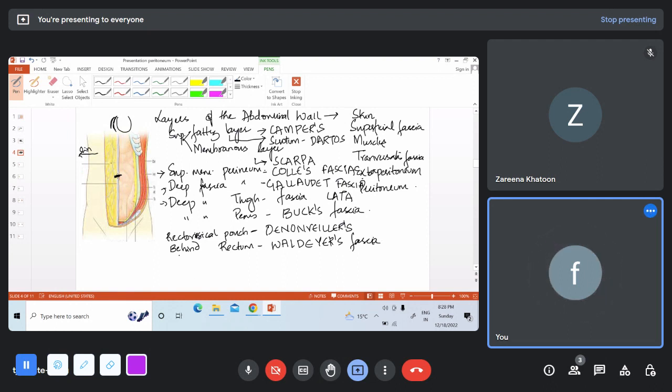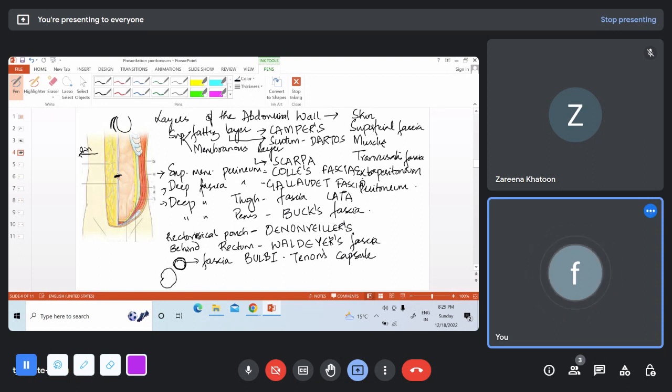Okay. Then the fascia covering the eyeball. This is the eyeball. It is called fascia bulbi. What do we call bulb? Yes, this eyeball. So we call this fascia bulbi. Okay, and this fascia is also called Tenon's capsule. Tenon's capsule.